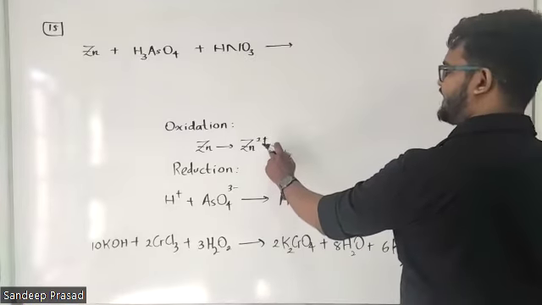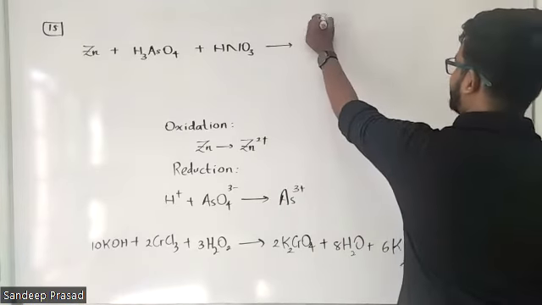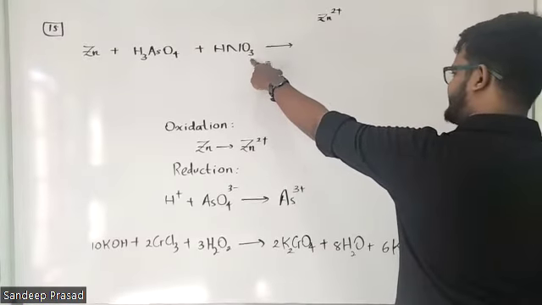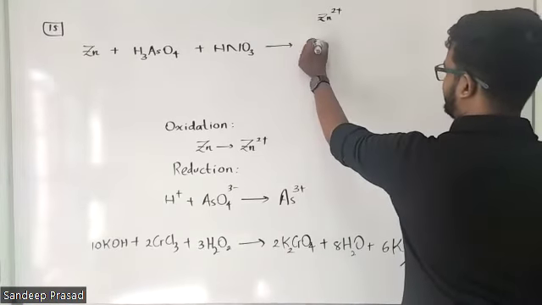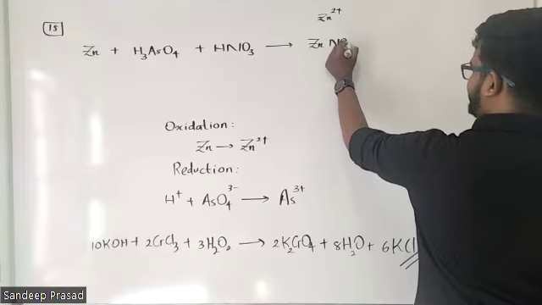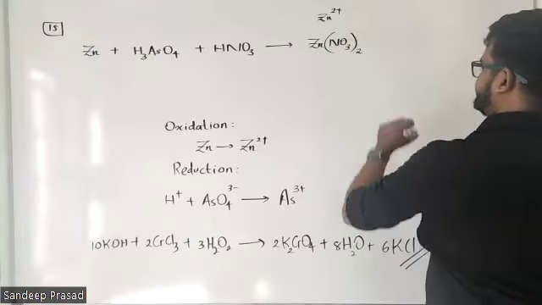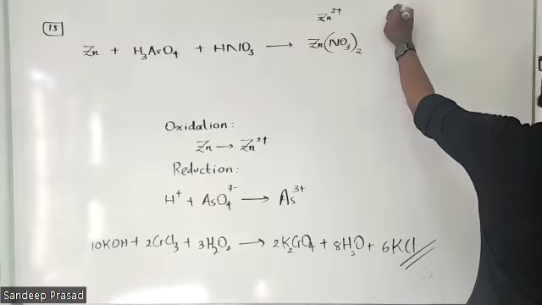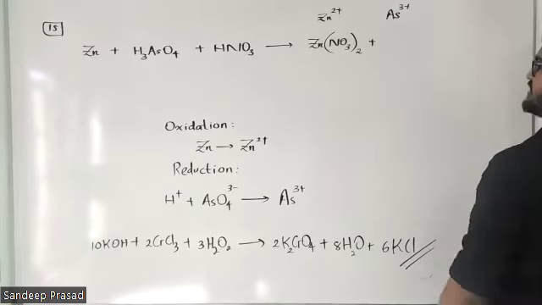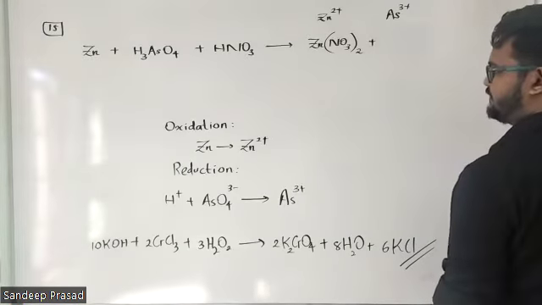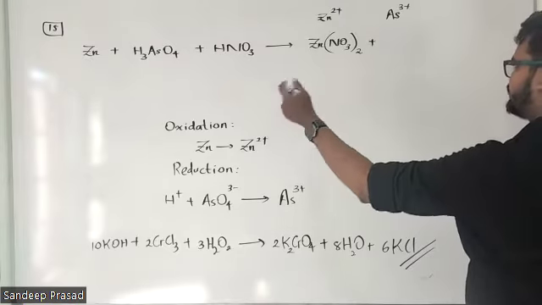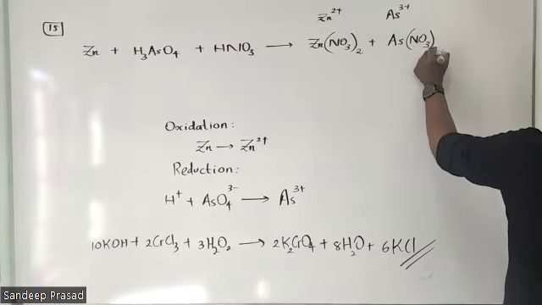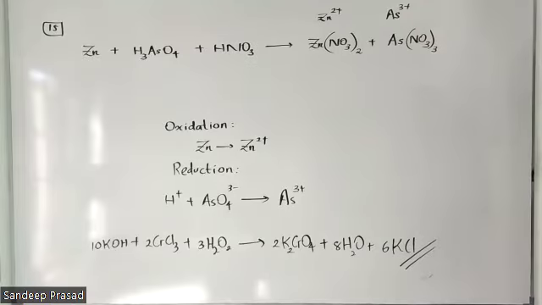Zinc 2+ should be neutralized by the anion from the acid. Remember here, the acid anion is nitrate. Then zinc 2+ will be neutralized by the anion, and zinc nitrate is produced. Then arsenious As3+, this is the cation arsenious, should be neutralized by the anion NO3-, giving As(NO3)3. These are the two major products.